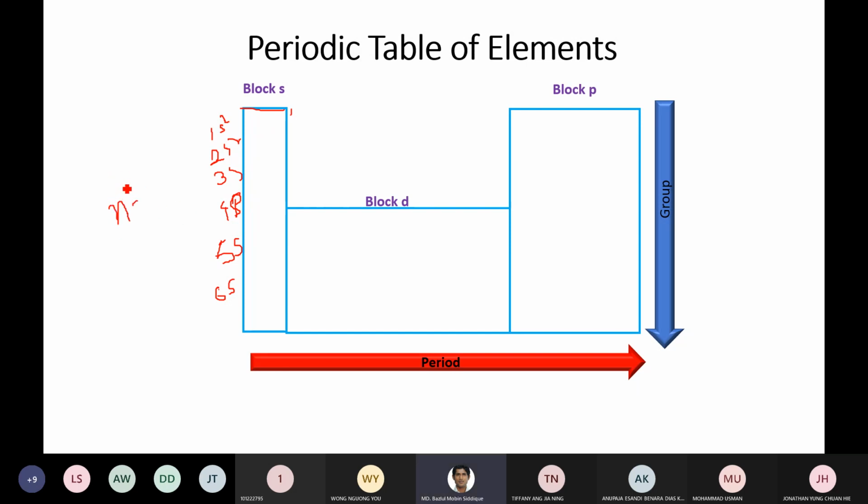The principal quantum number n is increasing, going 1, 2, 3, 4 in that way. So the principal quantum number is increasing. That is why the number of shells is increasing. So when it is going down, we say we're going down the group.